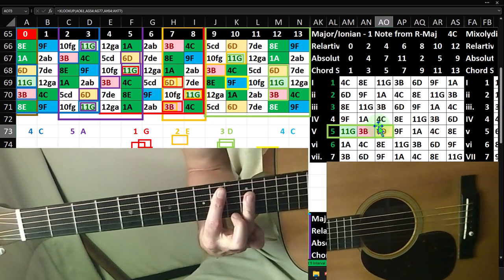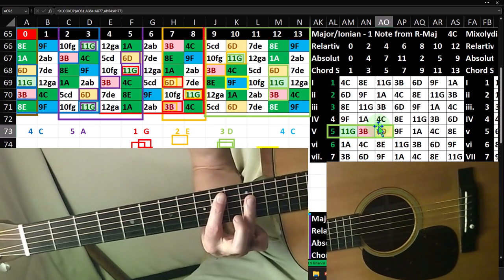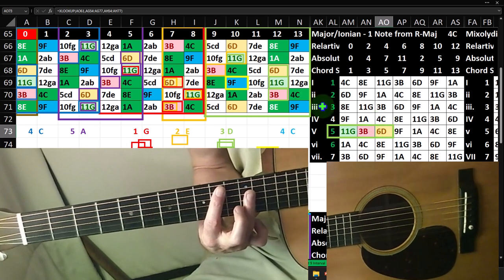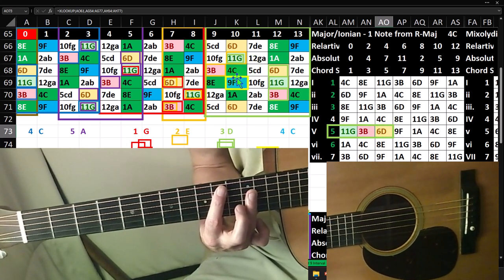So we might practice more of that later, just in one position. But like I say, we've only got really this one shape mapped out here.